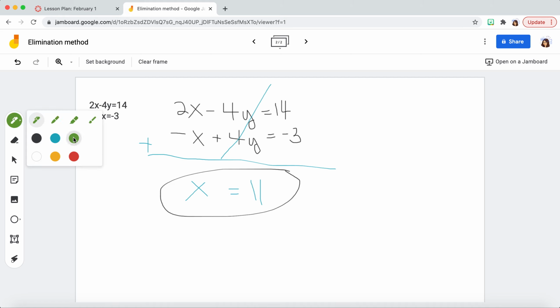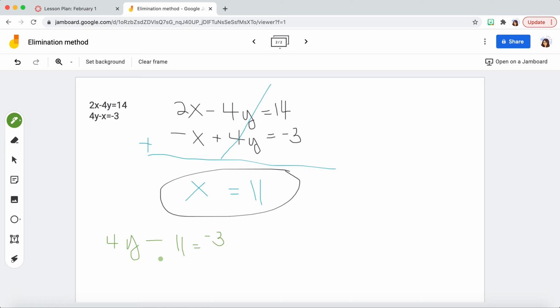Now we want to substitute this 11 into either of the equations. And again, you can do it in either one. I'm going to do it on the second one just because I see smaller numbers there. But you should get the answer on both. So 4y minus x, which is 11, equals -3.